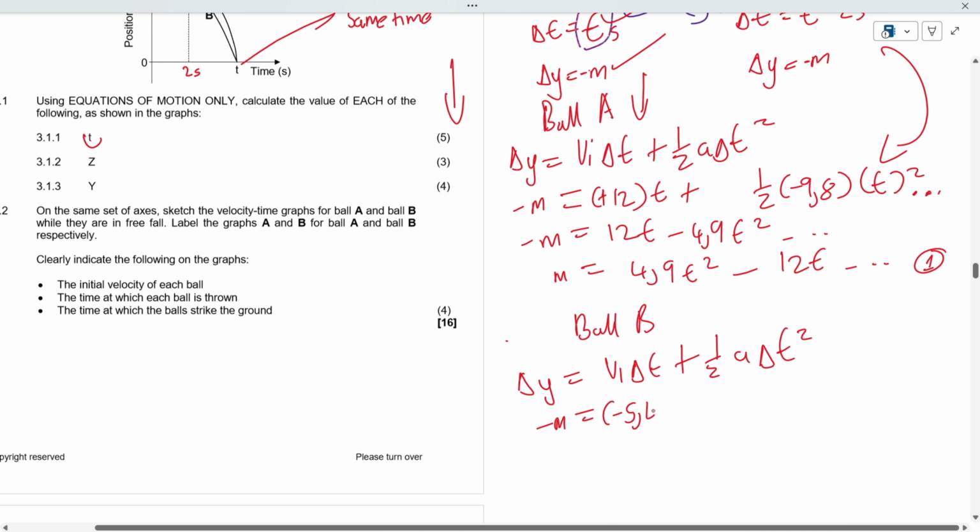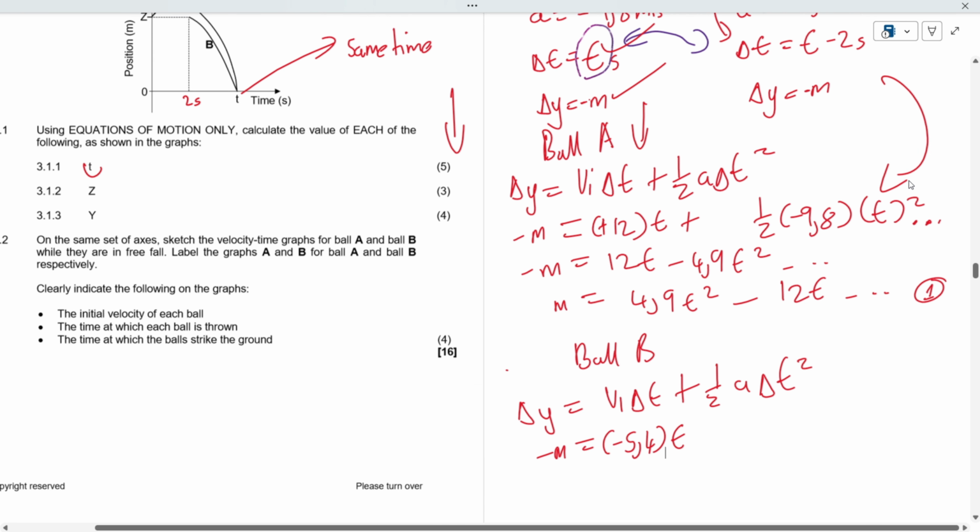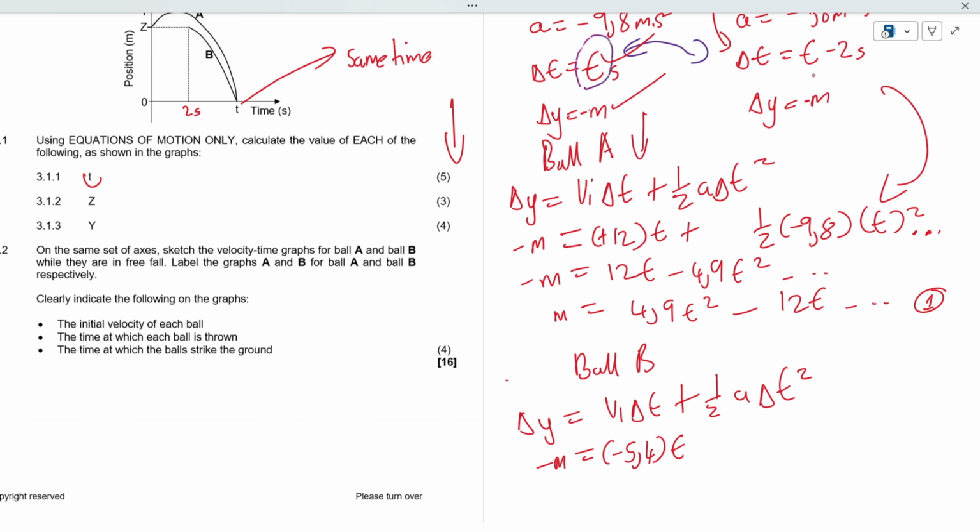Negative 5.4 because up is positive, down is negative, and we are told the speed in which it was projected. So here I'm just substituting. I don't have to write change in time. We are told that the t spends there. It's just our t. Let me write like this so that you can see. We just took it here.